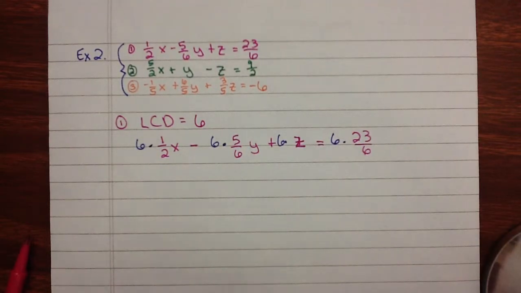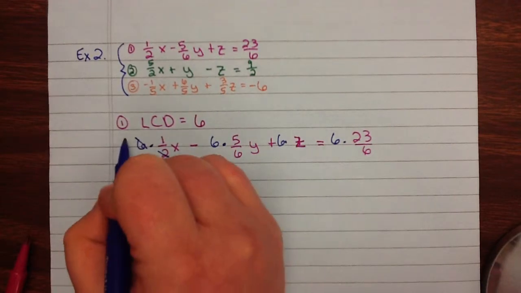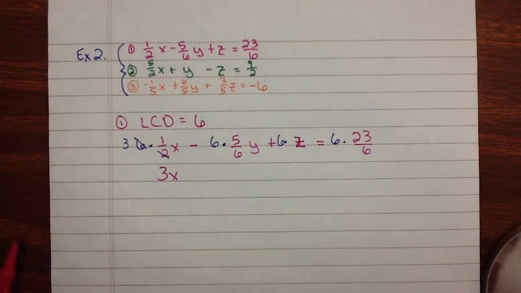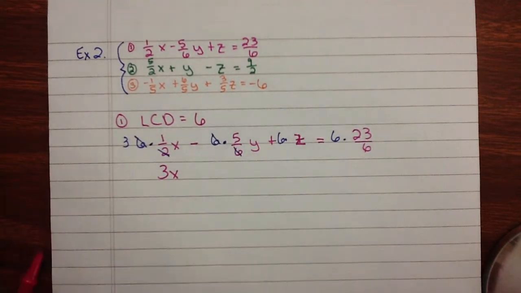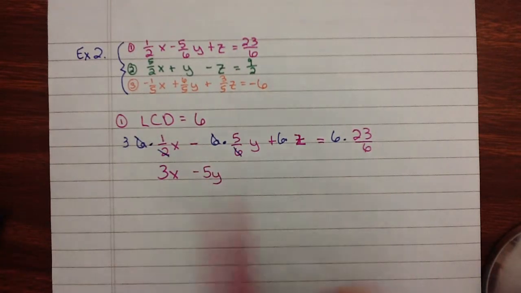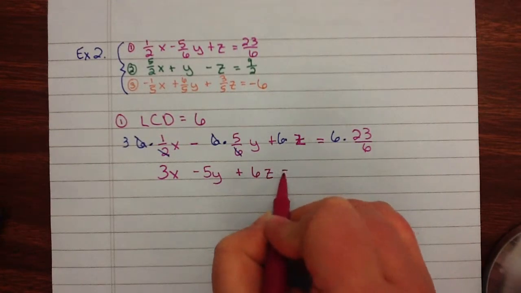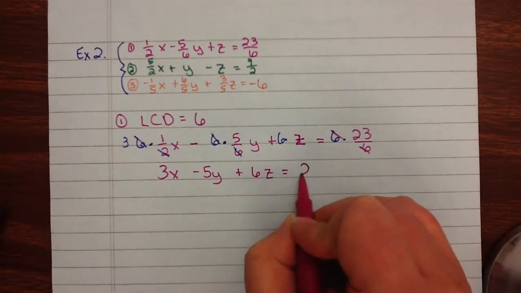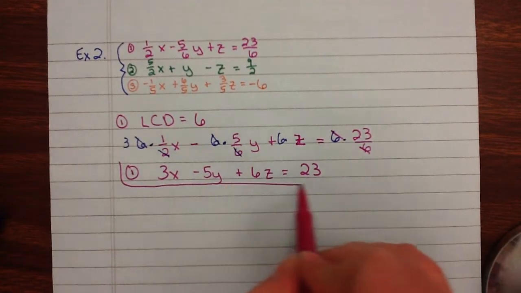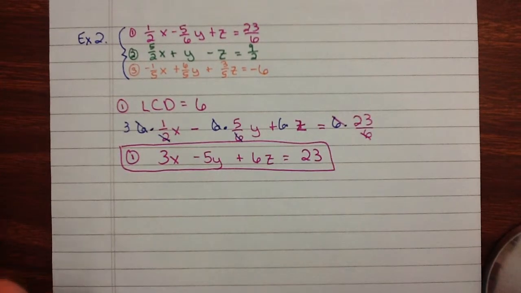So now I'm going to cancel. 6 times 1/2, the 2 and the 6 cancel to just give me a 3. So this is going to be 3x. The 6's here cancel, leaving me with just a negative 5y. The 6 doesn't have anything to cancel here, so that just leaves us with 6z, and the 6's over here cancel, leaving us with 23. So this is my new equation 1. Now, look, fraction free. So doesn't that make you feel a little bit better about it?